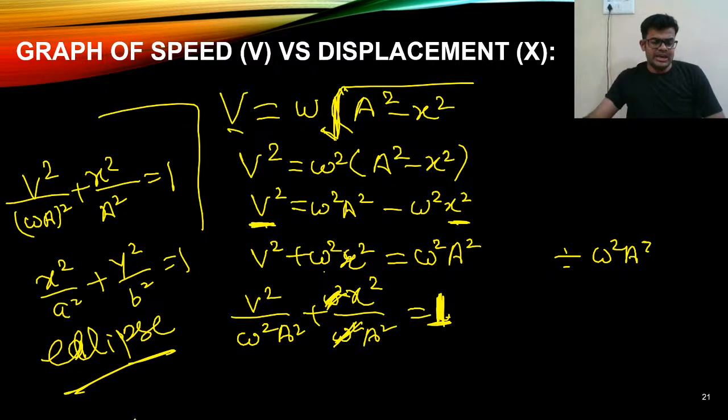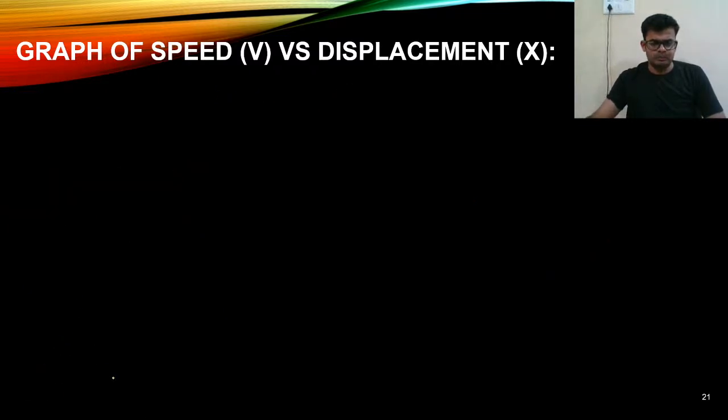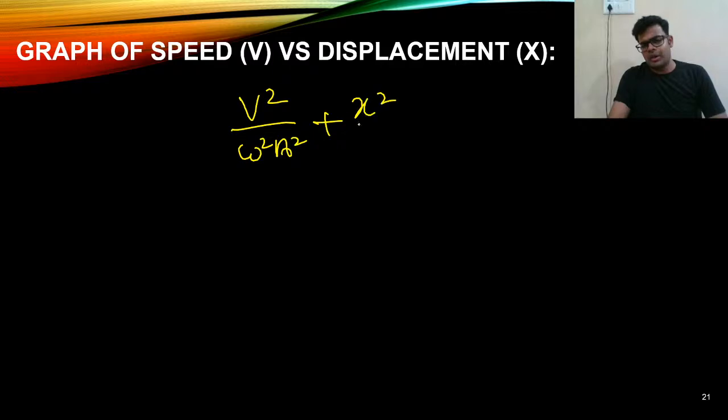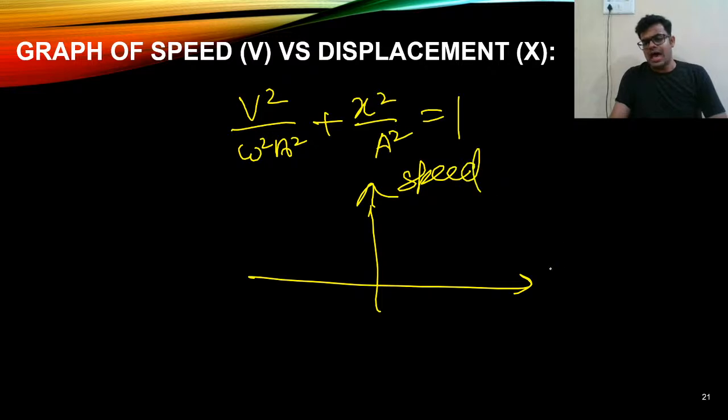So this will be the equation of an ellipse. So the curve will be an ellipse between... sorry. Finally, what equation did we get? v square upon omega square a square plus x square upon a square equals 1. So this is the equation of an ellipse. So the curve will look like this, the curve between speed and displacement. This is speed and this is displacement. So the curve will be like this.